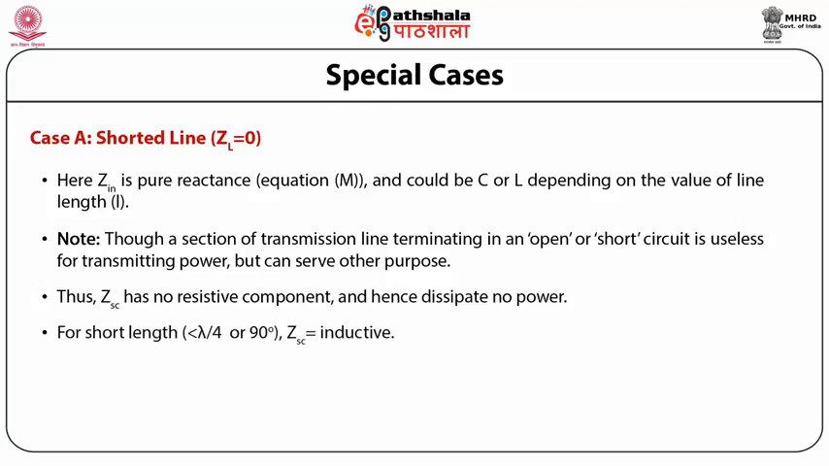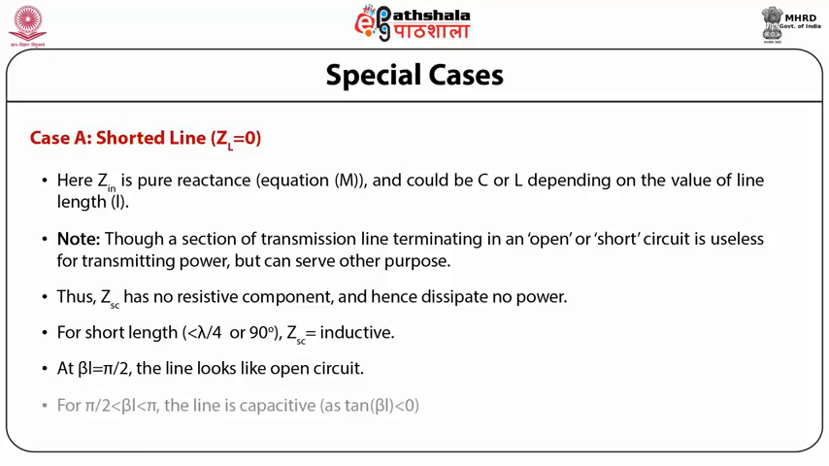So for short length less than lambda by 4 or 90 degrees, ZSC is inductive. At beta L equal to pi by 2, the line looks like an open circuit. So for pi by 2 less than beta L less than pi, the line is capacitive, as tan of beta L is less than 0.